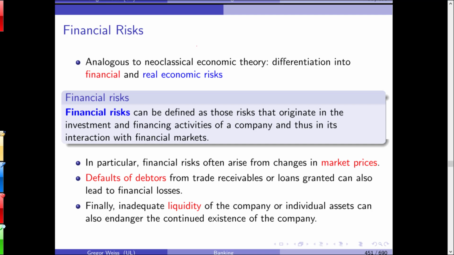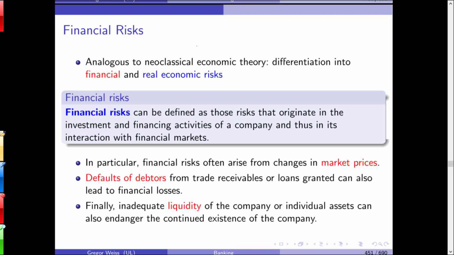Here, however, we are dealing with financial risks that arise from the financial realm of the company, and these can be managed. The firm can do something about these financial risks, and banks also face most of these risks. So we'll be dealing with financial risks. Those can be defined as those risks that originate in the investment and financing activities of a company, and thus in the firm's interaction with financial markets. That's a very general, very broad definition.